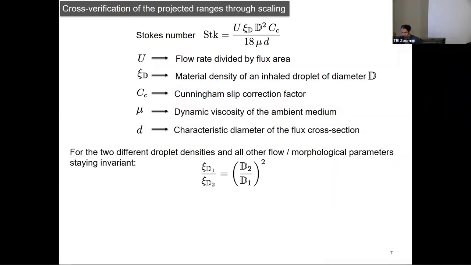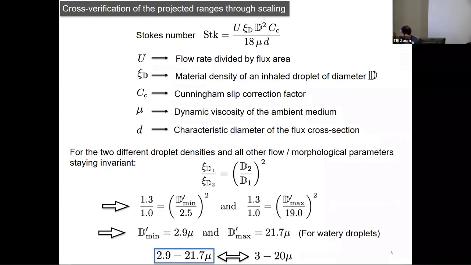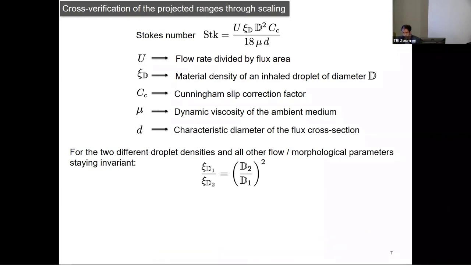So in the absence of validation, I tried to look at theoretical fluid mechanics, in specific scaling analysis. We tried to develop a scaling relationship which can predict the size ranges that we are seeing. If you look at the Stokes number, which is the ratio between the local transient inertia over viscosity, and if all other physical and morphological parameters of this transport system stay the same, we can show that the ratio of the density of the droplets should be equal to the inverse square ratio of the diameters, provided they are ending up at the same destination, which in this case is the nasopharynx.